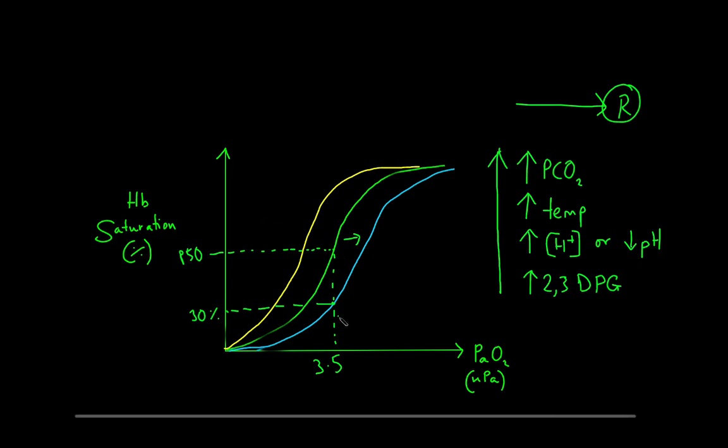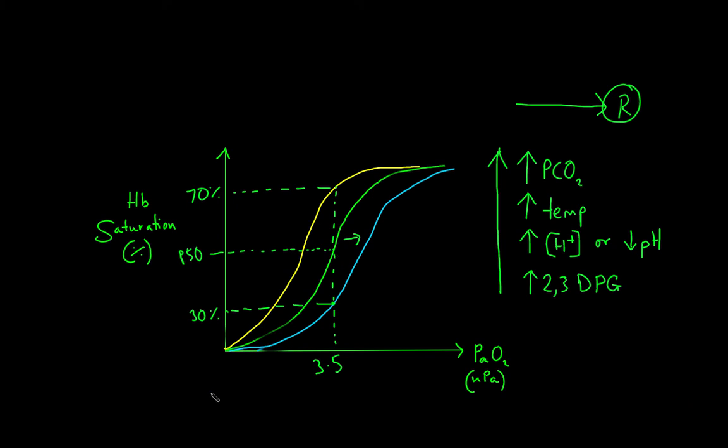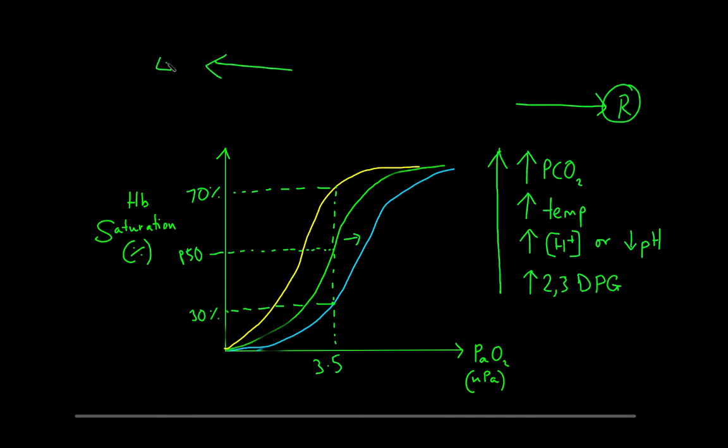Conversely, if you have that same partial pressure of oxygen of 3.5 and take that up to see where it would hit the curve if the curve had shifted to the left, you'd notice that the hemoglobin saturation is a lot higher. So let's take that to be 70%. So what that shows is that if the curve is shifted to the left, hemoglobin will bind to oxygen more avidly, so it would have a greater affinity to oxygen. And these would be the opposite to the right shift.